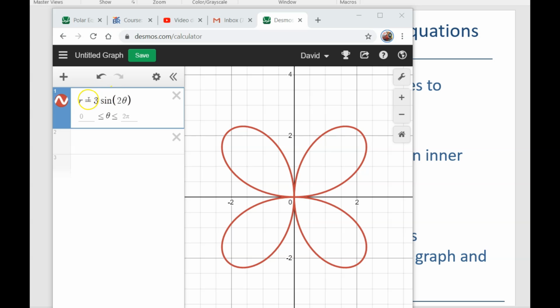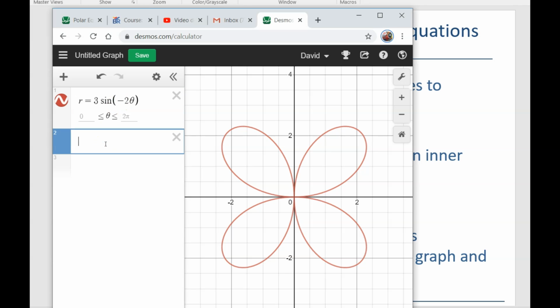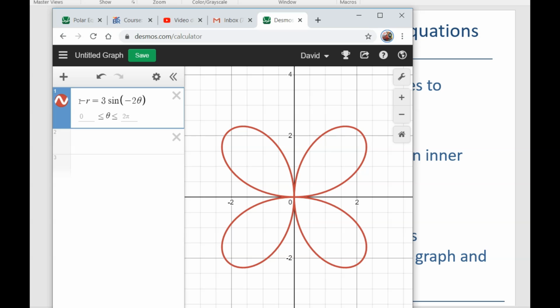All right, here's the graph of the polar equation r equals 3 times sine 2 theta. And you see if I negate the angle, nothing happens, so it has symmetry over the x-axis. If I negate r and theta, nothing happens, so it has y-axis symmetry. So some can have both x and y-axis symmetry if we can negate r and theta and get the same graph back.